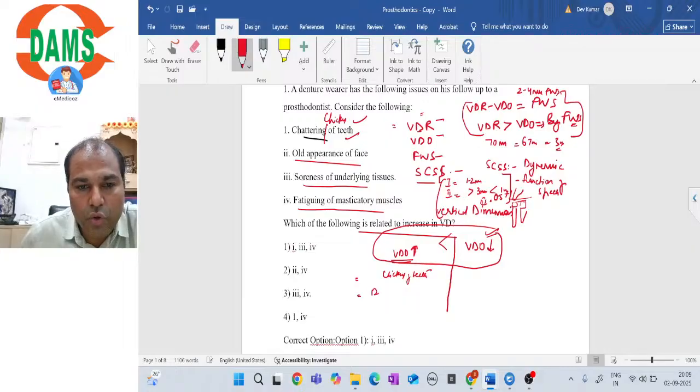difficulty in swallowing, difficulty in speech. And if there is an increased VDO, the patient will have a strained facial appearance. Strained facial appearance due to lower facial height increased. Lower facial height will be increased. There will be incompetent lips.